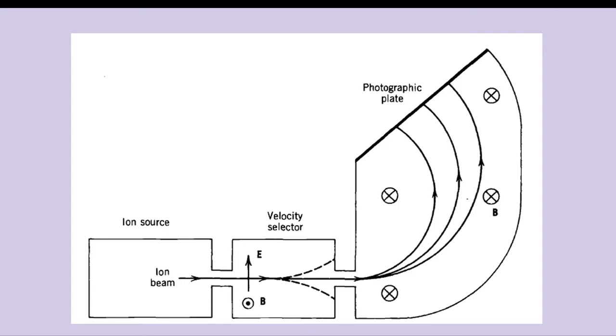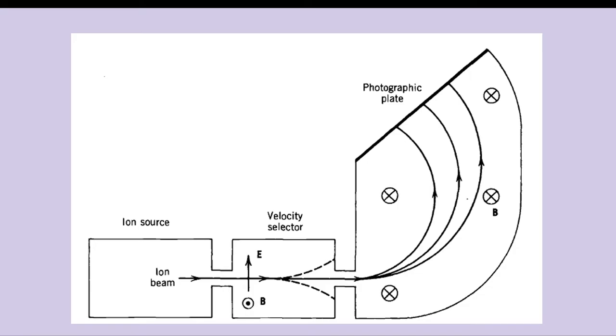So the force you can take as qvB, and the force due to the electric field is qE. Suppose this qE and qvB are the same. That means you can simply get qvB equal to qE, and q cancels. v will be equal to E by B if its velocity is such that it is equal to the ratio E by B. That means it is not experiencing any force.